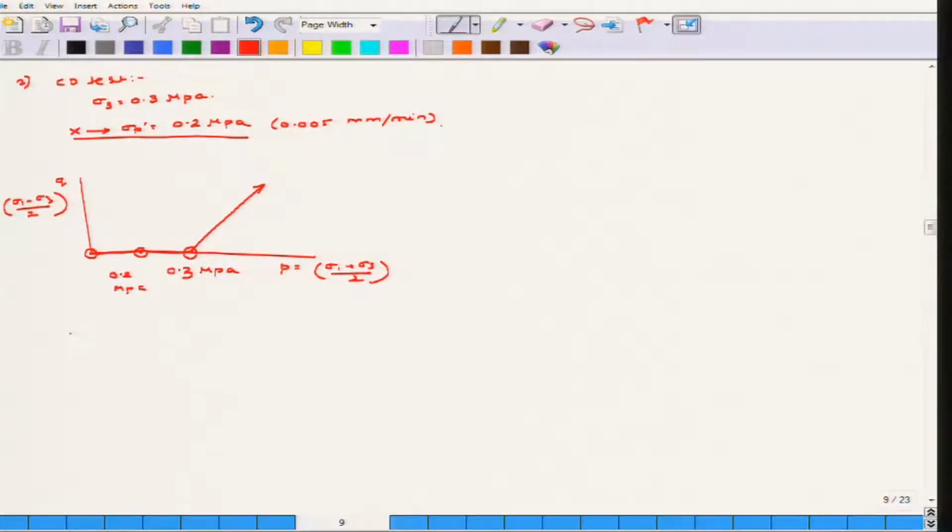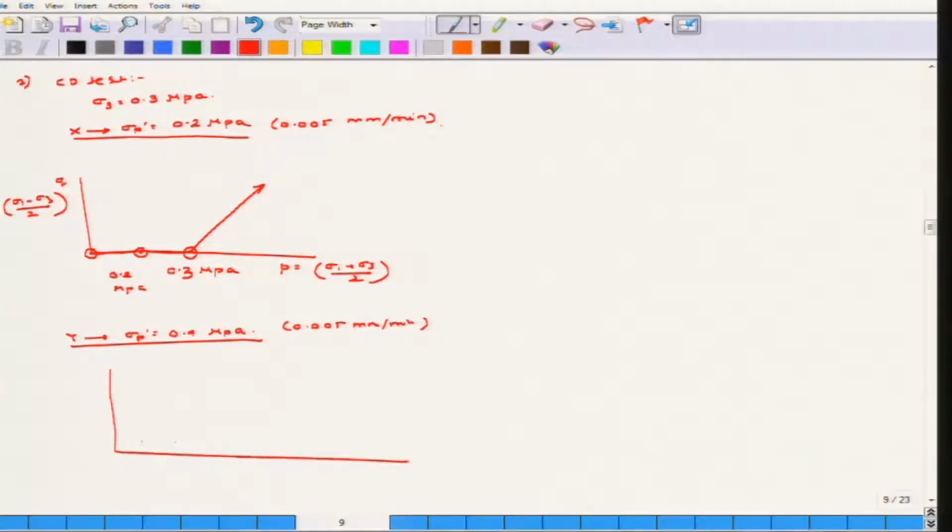Now, for the sample Y, the sigma p dash or the pre-consolidation pressure was 0.4 MPa and the strain rate is 0.005 millimeter per minute. So, in this case what happened was that, if this is the Q-P plot, the sample started from this point, moved along this line to 0.4 MPa, then it reverted back to this point, 0.3 MPa, and then from here it moved along.